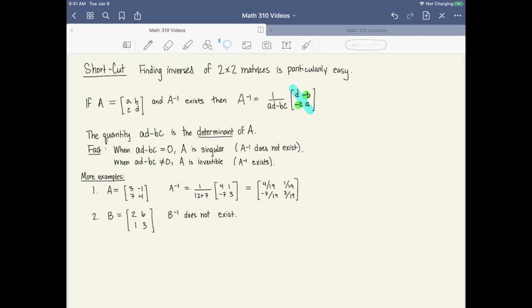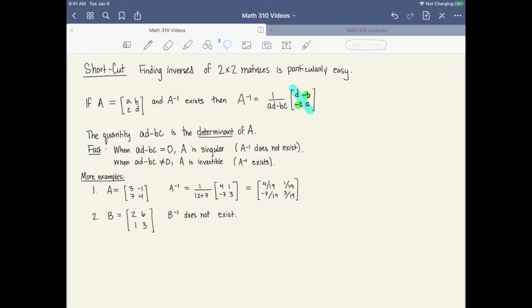If we calculate the inverse of A, we end up with 1 over 12 plus 7, because that's 3 times 4 minus a negative 7. We apply that to the matrix 4, 1 minus 7, 3. Notice that we've changed the signs of the 1 and the 7, and the 4 and 3 have swapped places, and that produces A inverse, which is just this matrix. B, on the other hand, we can quickly see is not invertible because 2 times 3 minus 6 is 0, so the inverse of B does not exist.